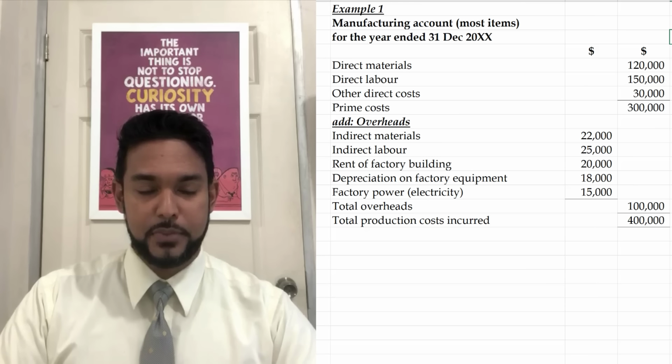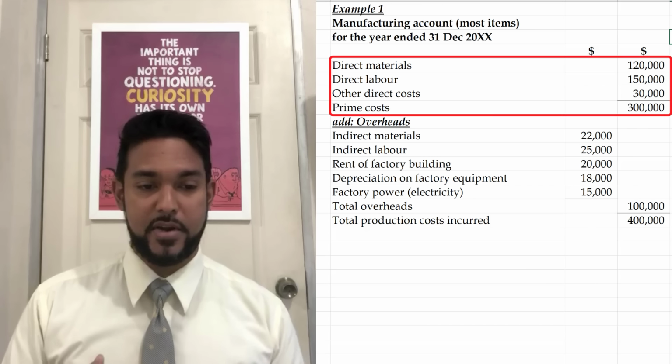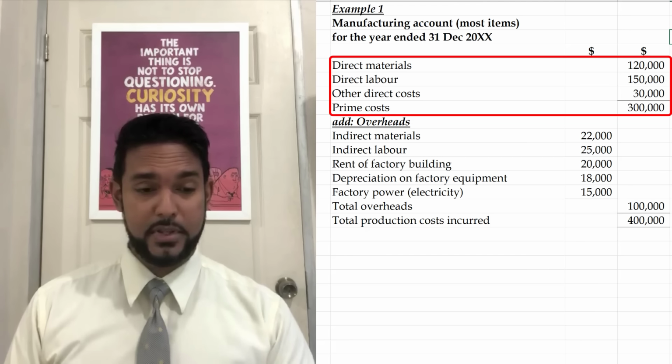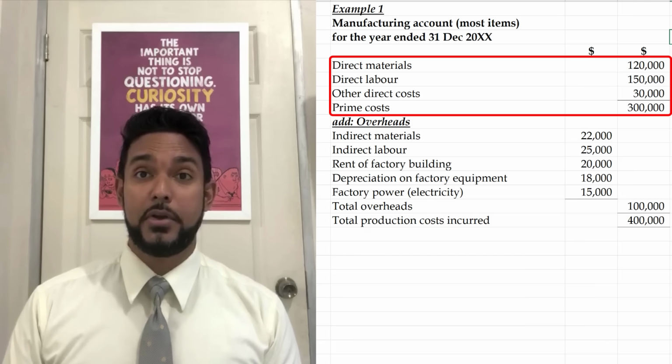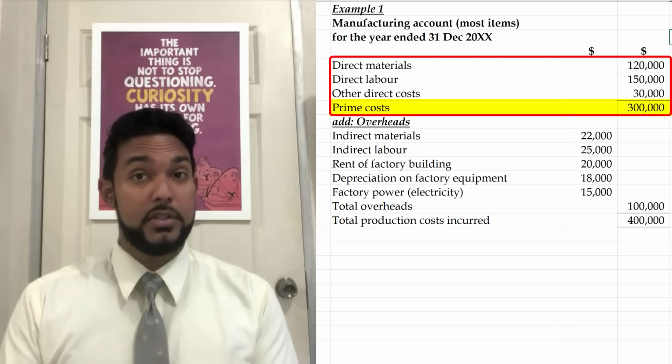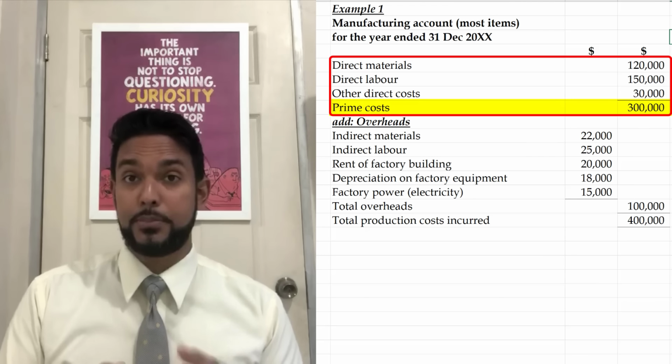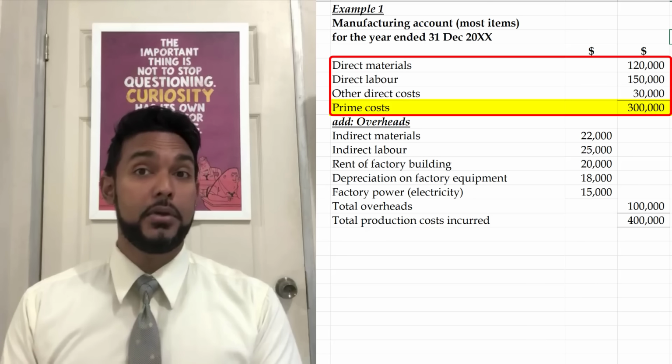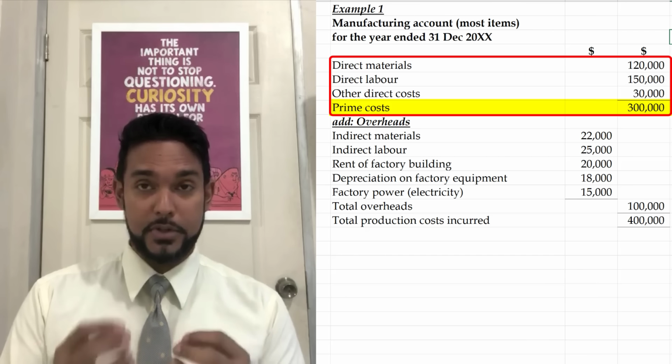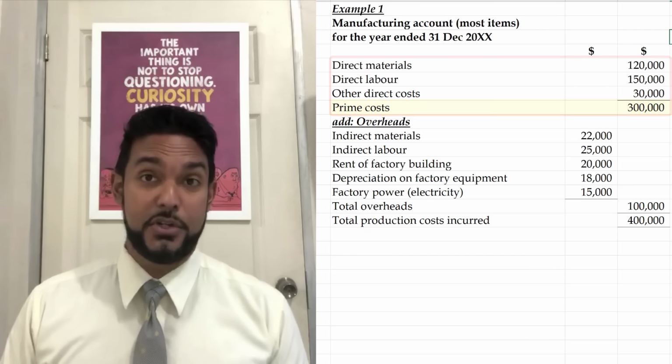So we have, as we can see at the start, direct materials, direct labor, other direct costs. I'll talk about that just now. The total of all direct costs is called prime costs. You can call it total direct costs, but most times we call it prime costs because those are the primary costs of production, the costs that went primarily into making the finished unit.